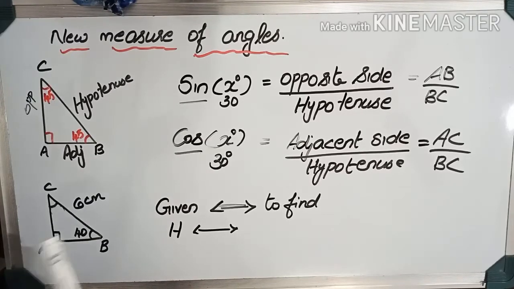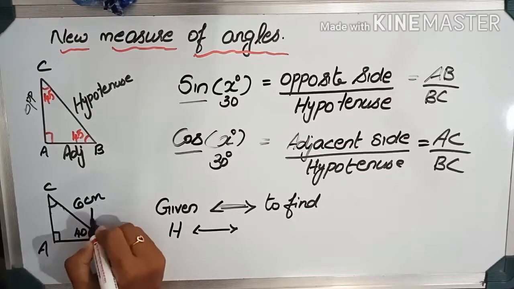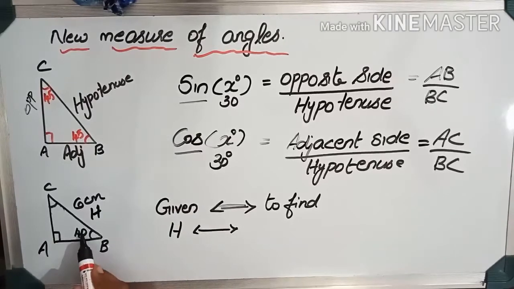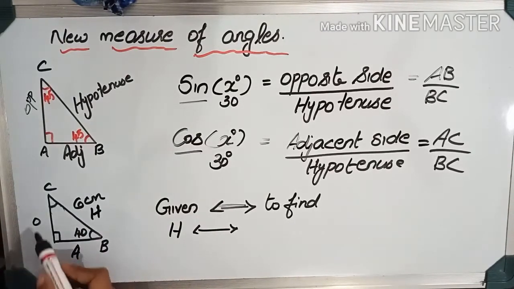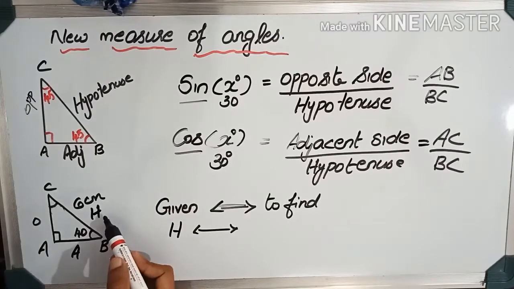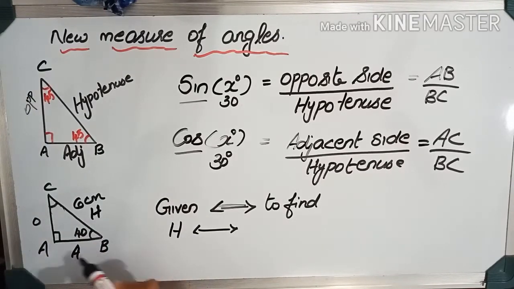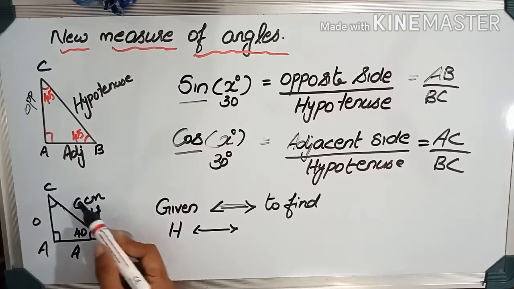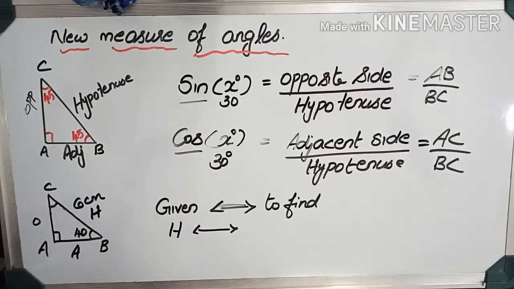Then you have to check which side of the given angle this base AB is. Only the 40 degree angle we have here. So this is the hypotenuse side. Then the side opposite 40 degrees is this one, and this is the adjacent side. Opposite, adjacent, hypotenuse, according to this angle 40 degree. For 40 degrees, opposite is AC, adjacent is AB, and hypotenuse is 6, given.